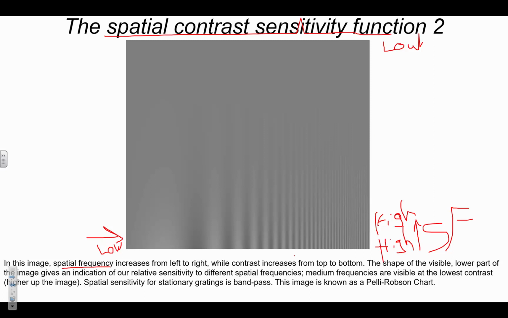So what you see from this is a really interesting feature of your visual system, right? The spatial frequency that you can see at the lowest contrast is in fact these frequencies in the middle. You can see these the best, right? And that's because of the structure of your retinal ganglion cells, right?